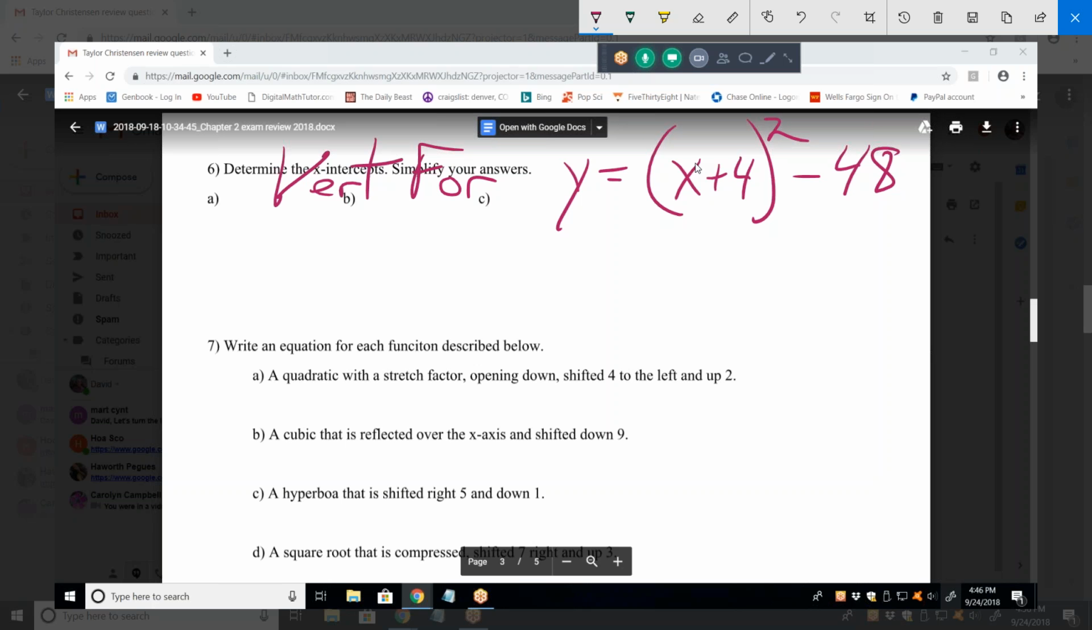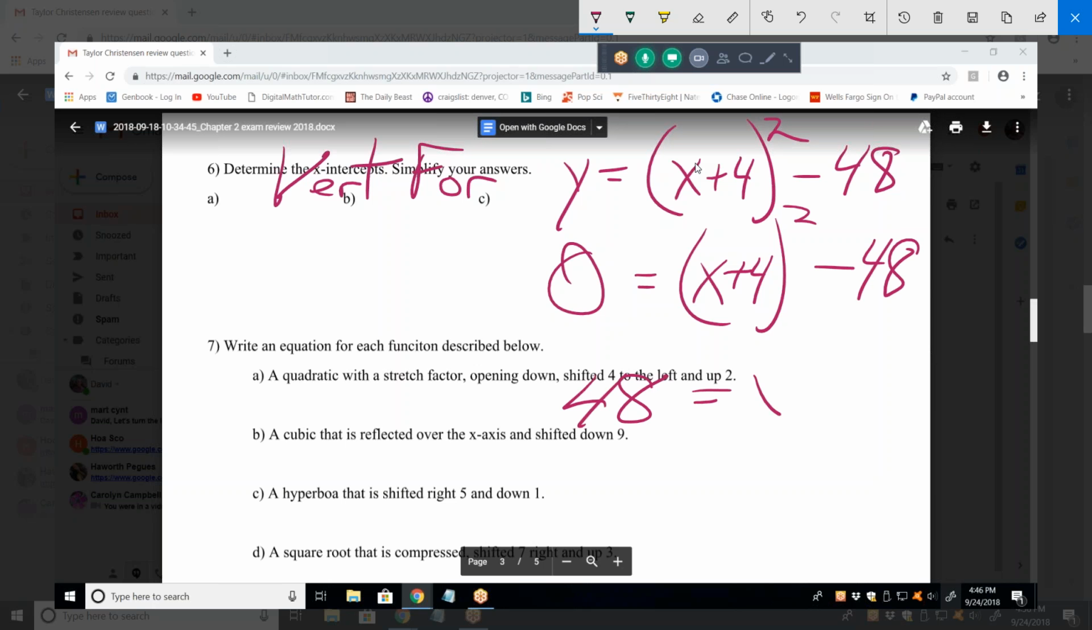So what we need to do is solve this for x, setting y equal to what? What is y equal to when you're looking for x-intercepts? 0. Next step. And then it would be 48 equals x plus 4. And next step.